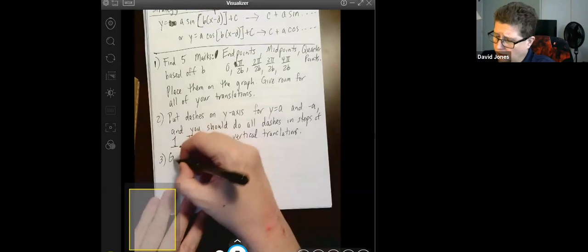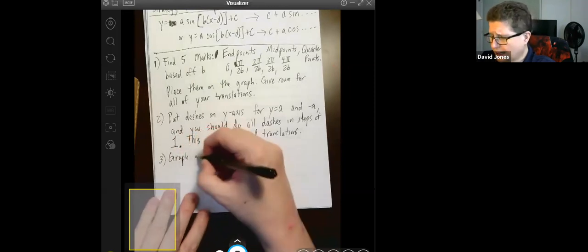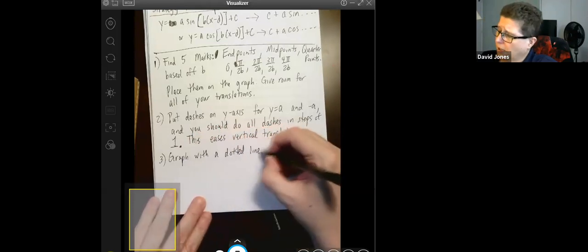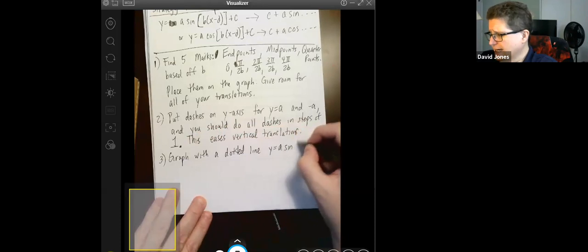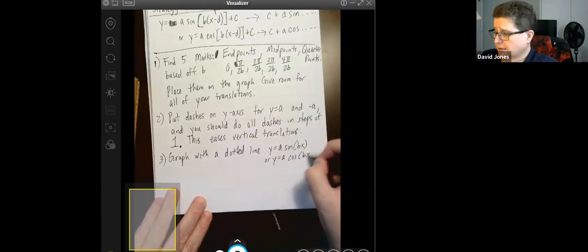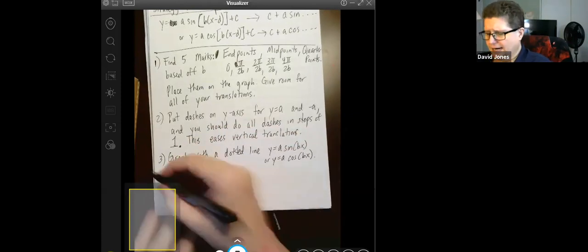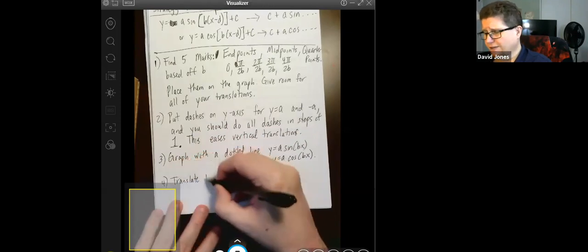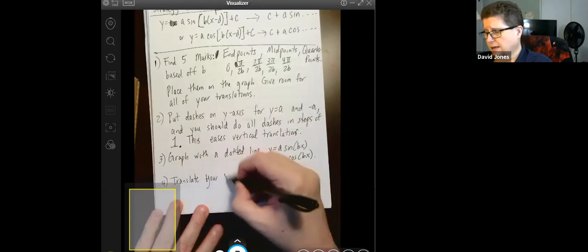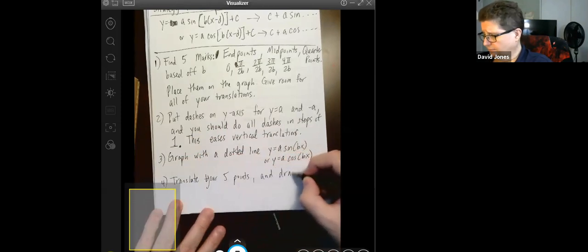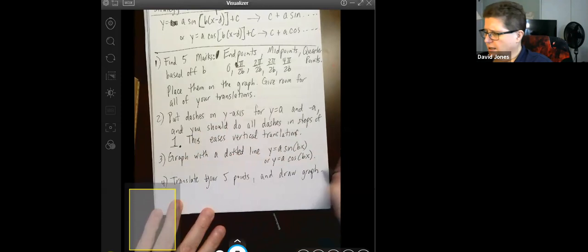Three, graph with a dotted line, the base, with a dotted line, y equals a sine of bx, or y equals a cosine of bx. And finally, translate your 5 points, and draw a graph. Some people don't even do the dotted line. They just mark their 5 points.